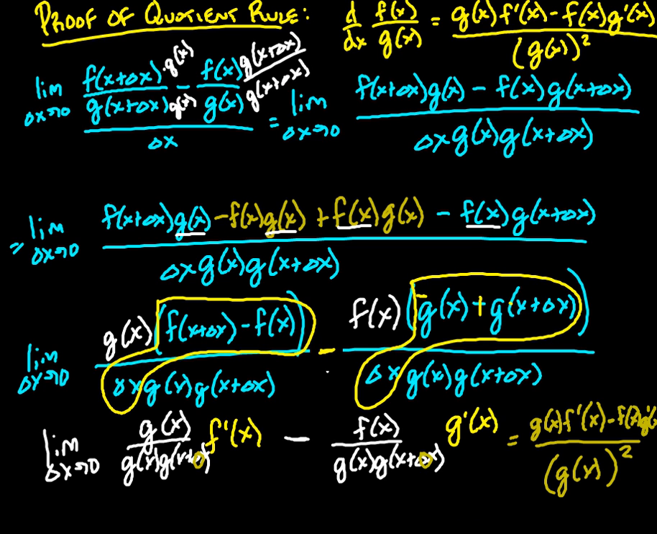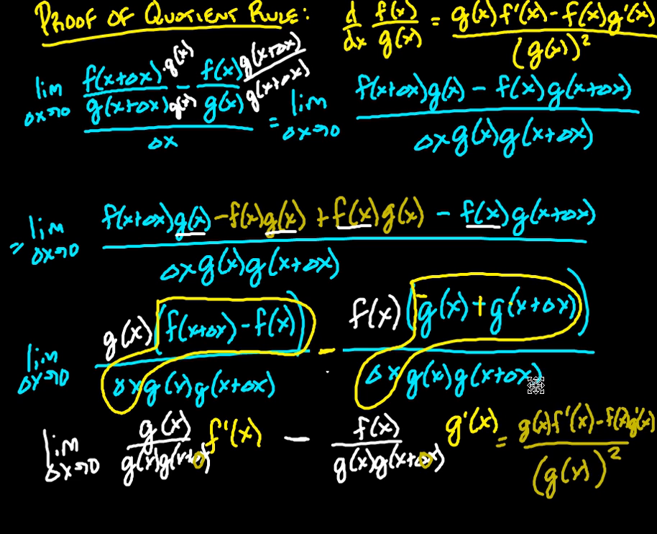As I run out of room on my screen. Times g prime of x. Again, it's the exact same thing as what our quotient rule is. Low d high minus high d low, all over low squared. You know what you're doing.